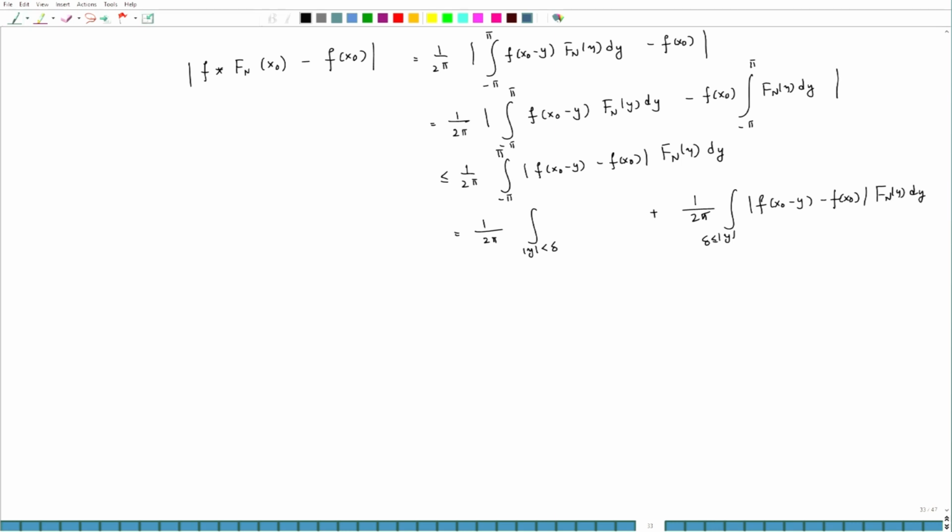Okay, so we will continue with this, using our previous observation, to show how we are going to make this quantity small, in the next lecture. Thank you.